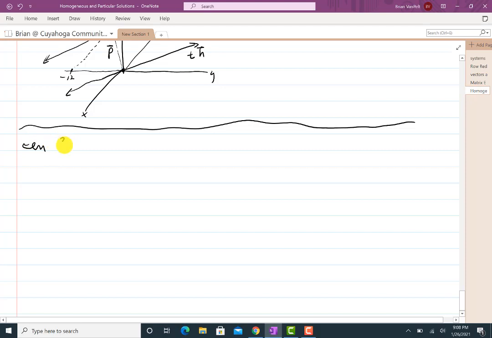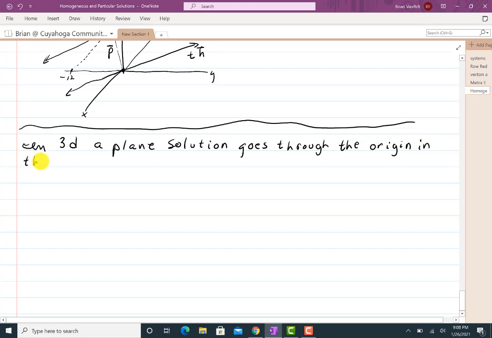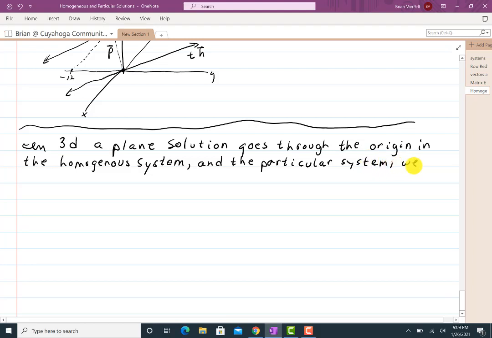So in 3D, a plane solution goes through the origin in the homogeneous system, and the particular system, we have the same plane, but shifted by p. I just want to leave it at that, because whatever p is pointing at, that's the direction we shifted at.